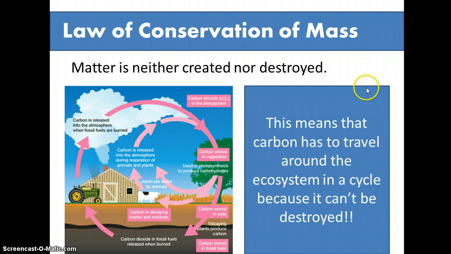So carbon has to travel around the ecosystem in a cycle because it can't be destroyed. And the law of conservation of mass tells us that carbon, just like water, can't be destroyed. So if you weighed all of the carbon in the ecosystem and you got how many pounds it weighed, for example, at any time later in the ecosystem, if you weighed that same amount of carbon, that number would be the same because we can't create or destroy new carbon. It's always going to be the same amount there.